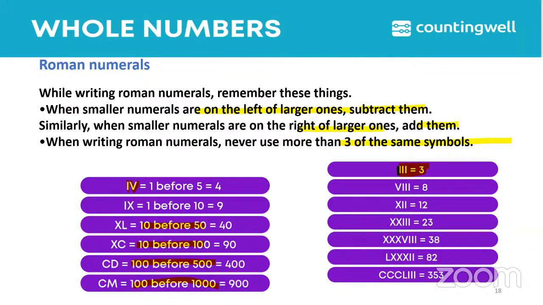So we cannot write 4 as 4 I's. Here we can see I letters are placed to the right of the letter V. That's why we are adding 5 plus 1 plus 1 plus 1. That is 8.